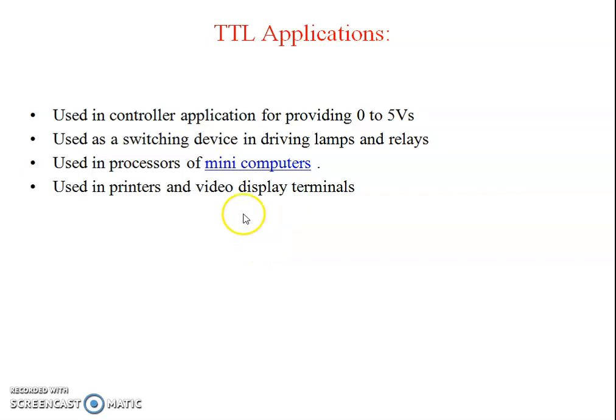Now, these are some important applications of TTL. First, it is used in controller applications for providing a 0 to 5 volt supply. Also, it is used as a switching device in driving lamps and relays. It is used in processors of minicomputers, printers and video display terminals.